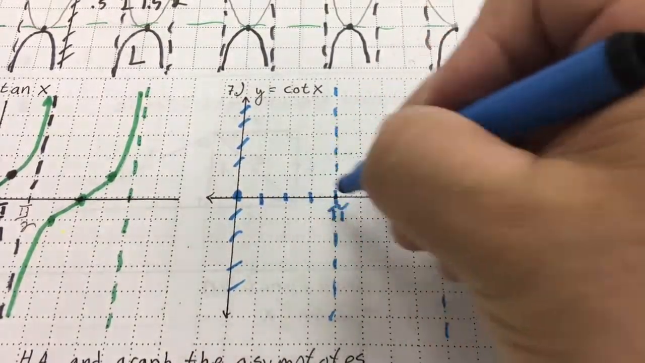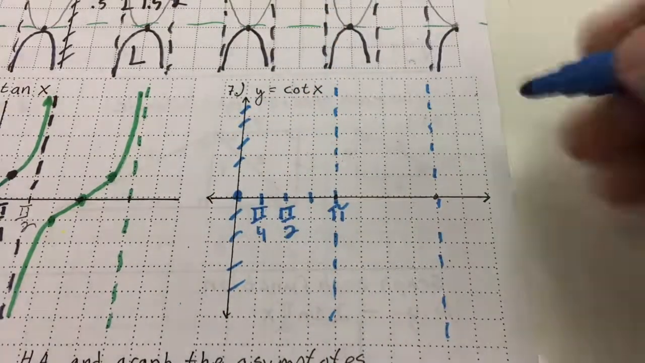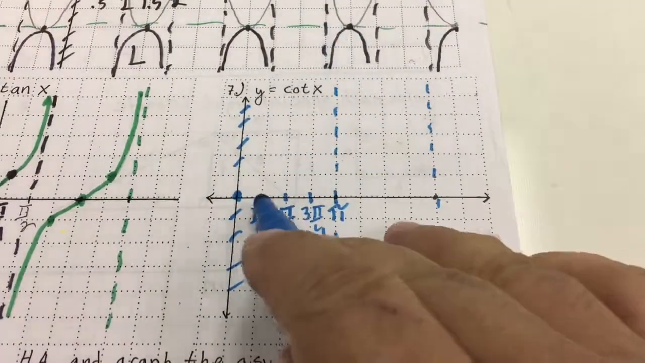I want to find out what these points are, so what's half of pi? That's going to be pi over 2. Half of pi over 2, that's going to give me pi over 4. If I multiply that by 3, that will land me at 3 pi over 4. Now I want to find out what these coordinates are.